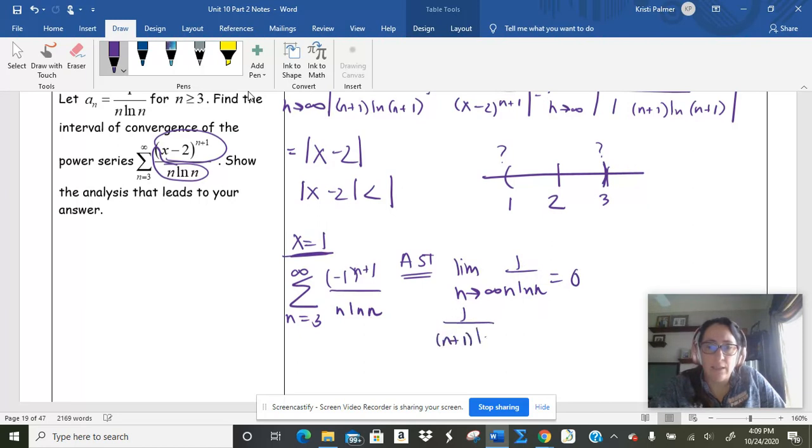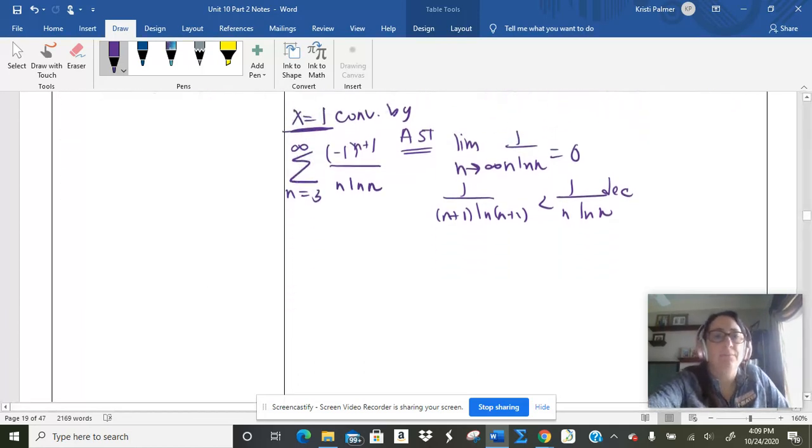And here I can see that my terms are decreasing. I'd get bigger on bottom each time. So I know that the terms are decreasing in absolute value to 0. So this guy converges by the alternating series test. Okay, so we know that 1 is included. Let's go see what happens at 3.